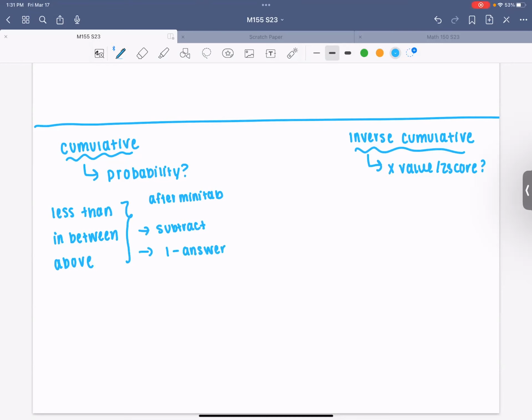Now, for inverse cumulative, I'm never going to ask you an in-between question, but you could get a less than question or an above question. If you're given a less than question, you don't really have to do anything. But if you're given an above question, you're going to subtract the probability from 1, but you're not going to do that after you type into Minitab. You're doing this before Minitab.